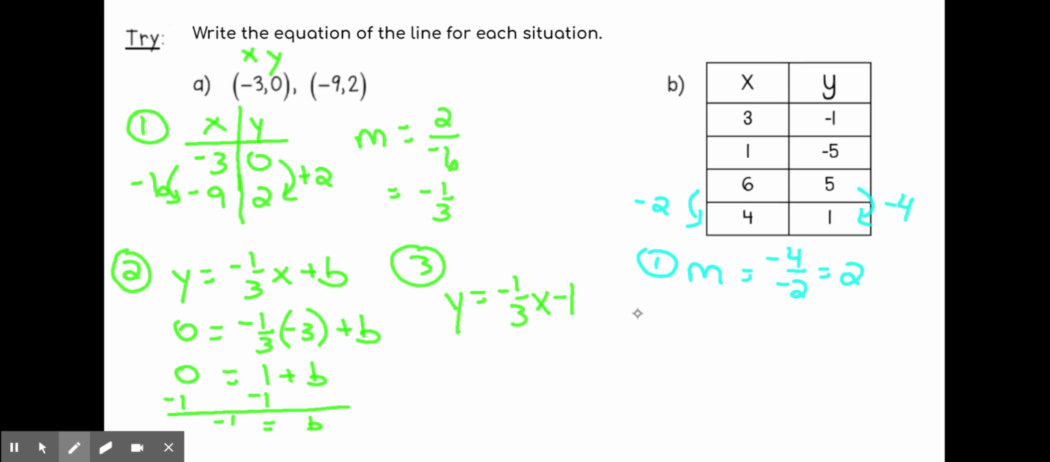Okay, so now you have the slope. Pick any of the points you like and solve for the y-intercept. Solve for b.